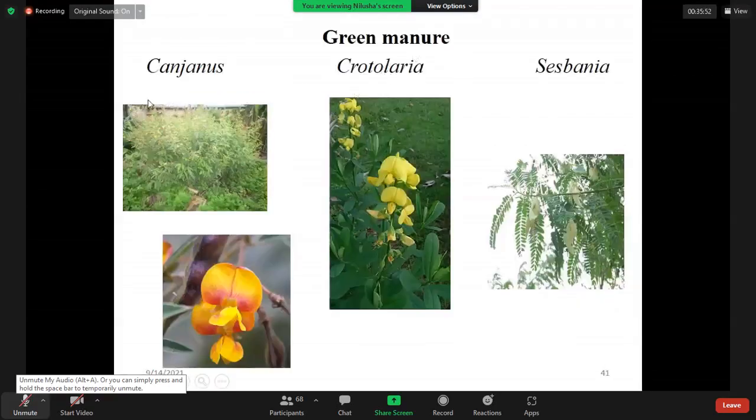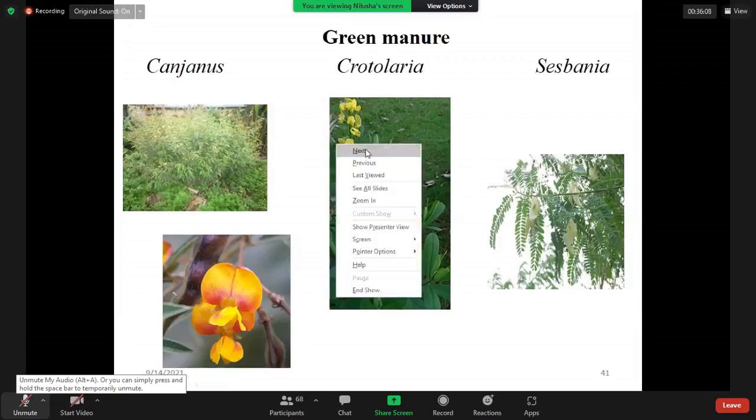Here, for green manure crops, you can see this one, Gliricidia, Crotalaria, and the Sesbania. These three are the best examples for green manure crops. You should memorize this one also.